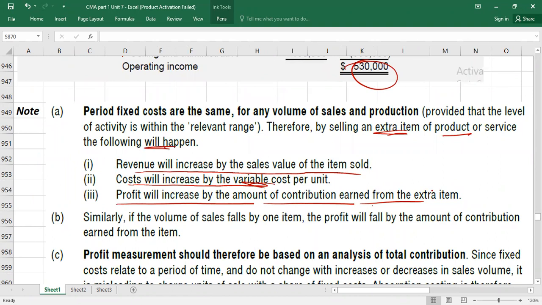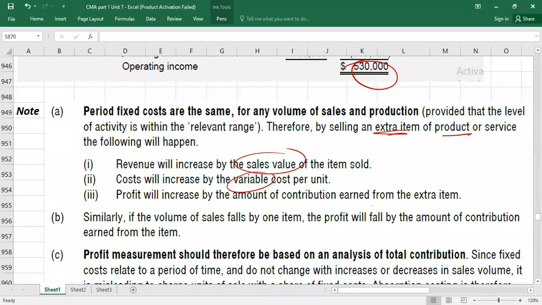And fixed costs do not change, because if your sales increase, variable cost increases, but contribution, which is the difference of sales and variable cost, will also increase, but fixed cost does not change. So your overall profit will also increase, and the same will happen if you sell fewer units. If your sales decrease, your sales value will decrease, your variable cost will decrease, and your total contribution will also decrease. Understood? I hope it is clear, right?